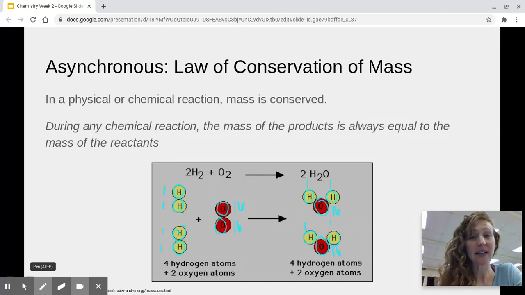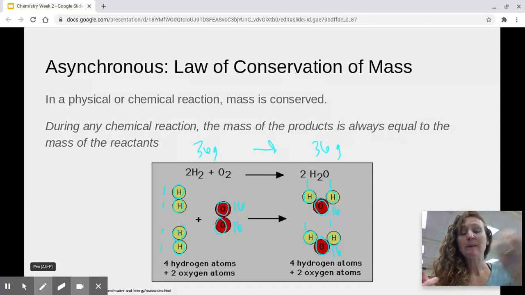We haven't created any mass. We haven't destroyed any mass. Initially, what do we start with in terms of mass? So 32 plus 4 would be 36 grams. And then in the end, we still have 2 times 16, which is, oh no, I added that wrong. 2 times 16 plus 4, 36 grams. There we go. Our mass is consistent.